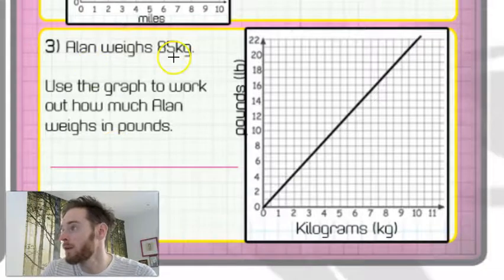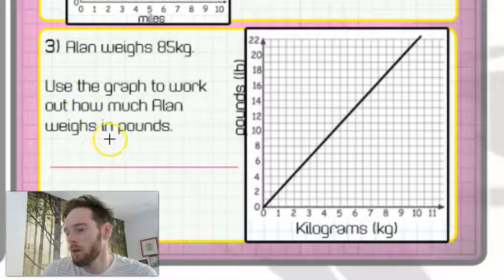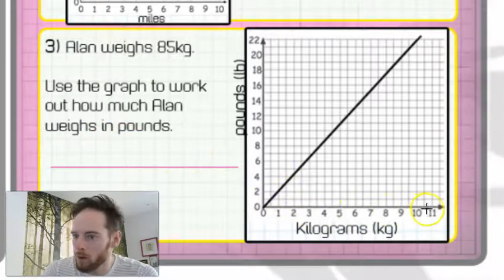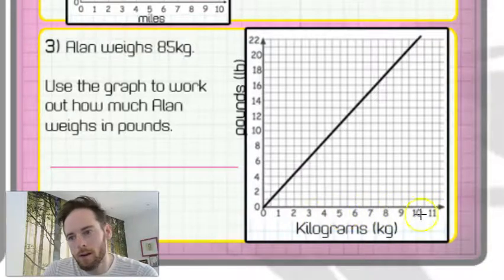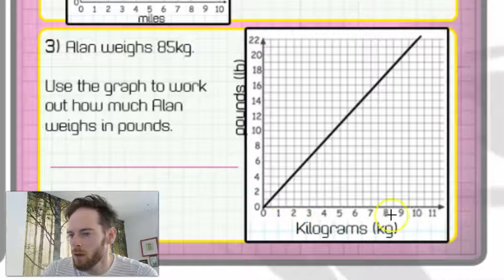But Alan weighs 85 kilograms. Use the graph to work out how much Alan weighs in pounds. Okay, from what we've learned, that should be easy. Okay, so 85 kilograms. The problem is there is no 85 on the kilograms on the x-axis here. So what we have to do is we have to think about, we have to be a bit savvy, a bit clever, all right? Now let's go across to 5. Okay, we did this one earlier.